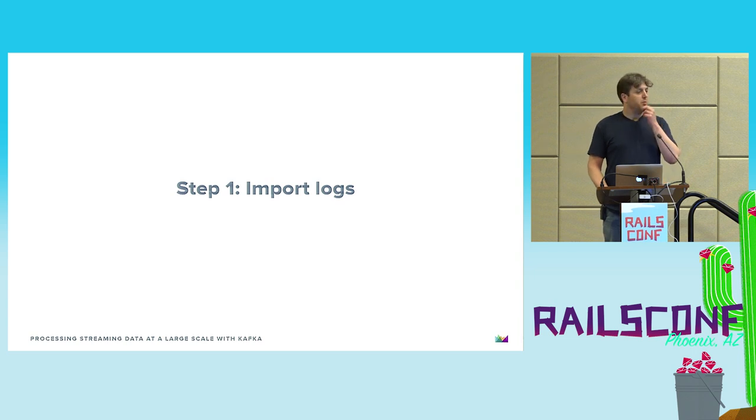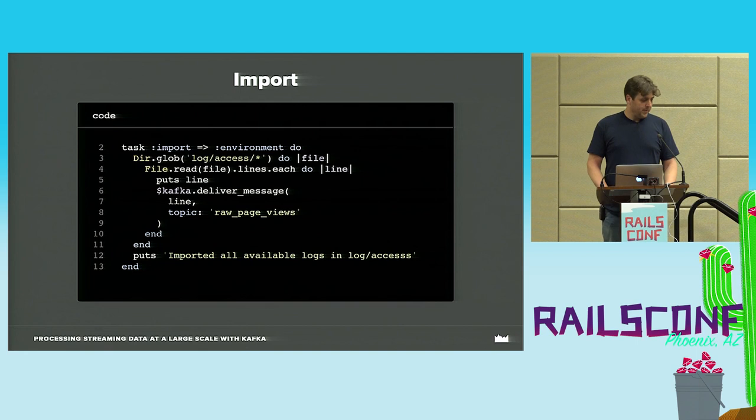So step one is importing these logs. And this is kind of cheating a little bit, because in reality this isn't really streaming data, because we downloaded a bunch of log files from somewhere and put them on my laptop. What this code does is it loops through all these log files and just writes them out as messages to Kafka one by one. But in reality, all this stuff will be streaming in from all kinds of web servers. So on line 6, you'll see the Kafka.deliver message call. This tells Kafka to write out that log line to the topic raw page views. At some point, it's done, and then it actually imported all data.